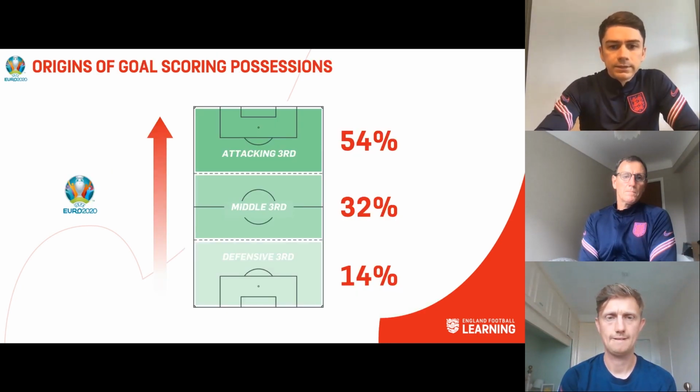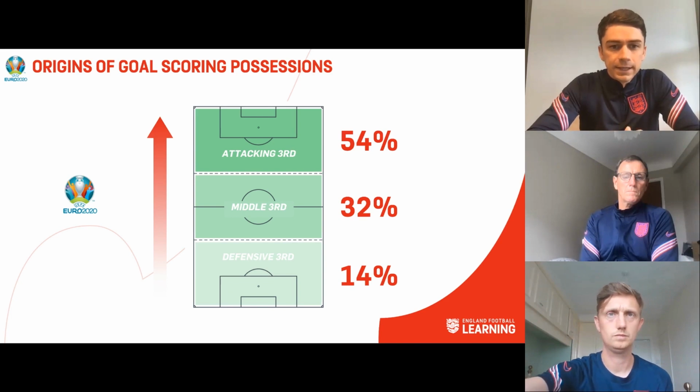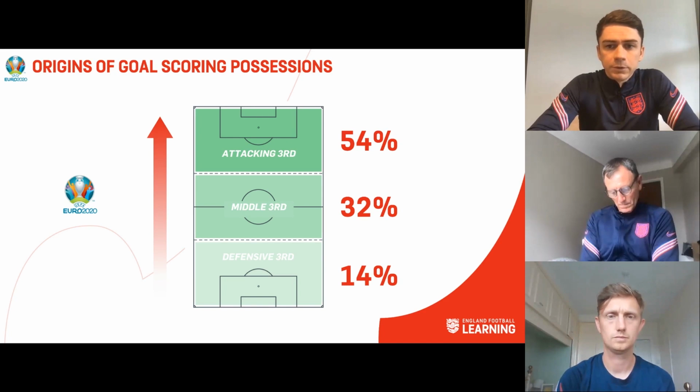The next piece of information shows where the goal scoring possession originated from on the pitch. This could be a transitional moment or a dead ball. And as we can see, the highest percentage there is when possessions have begun in the attacking third and resulted in a goal scoring opportunity or a successful goal scoring opportunity.